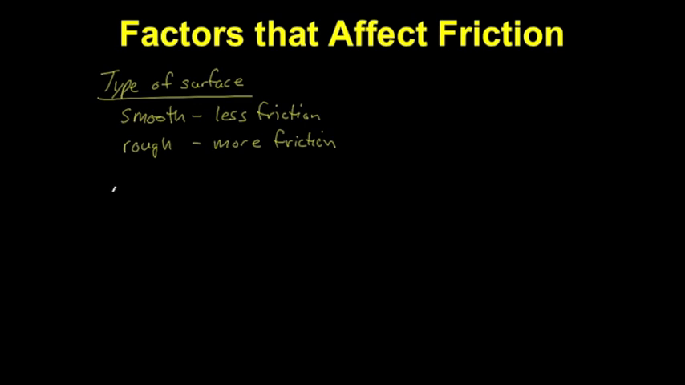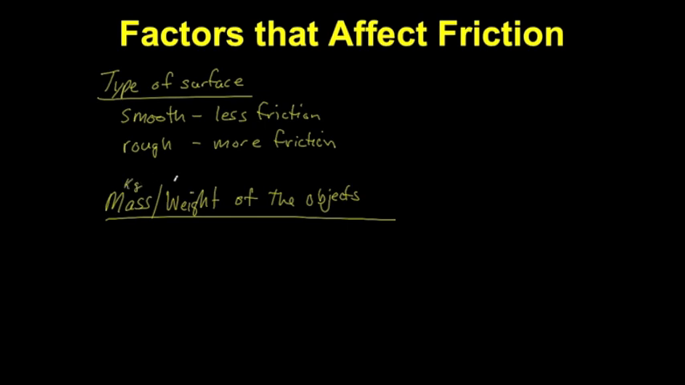Also affecting friction, we have the mass or weight of the objects in contact. Okay? Remember, mass is measured in kilograms, weight in newtons. Okay? So friction will depend on the total force pressing the two surfaces together. Okay? So the more mass, the more weight something has, the more force it is going to push on the surface. So if you have somebody that's very light on a bicycle, they may not produce as much friction as somebody who's very heavy on a bicycle.